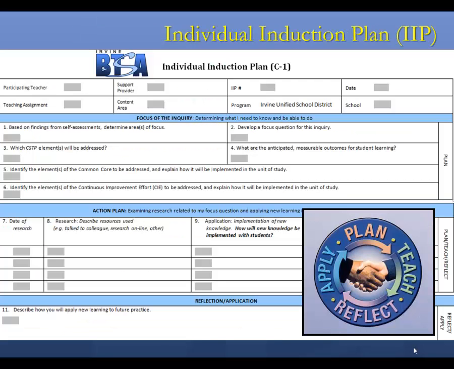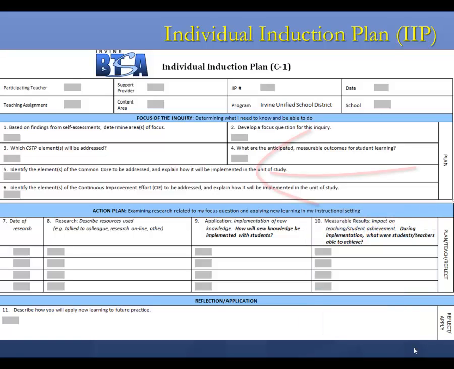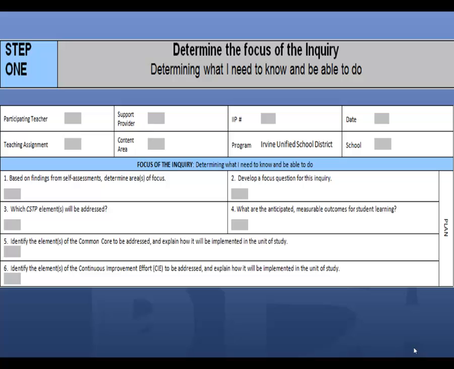The individual induction plan is the planning step in the plan, teach, reflect, and apply process of the formative assessment system. In this first section of the individual induction plan, you will determine what you need to know and be able to do. This is where you set goals for student learning, which will be the focus for the formative assessment process. At the top of the individual induction plan, let's look at the information requested.